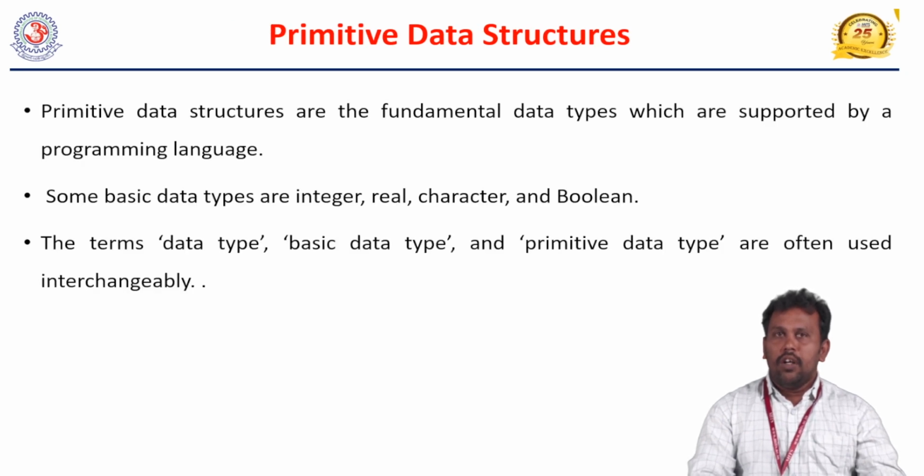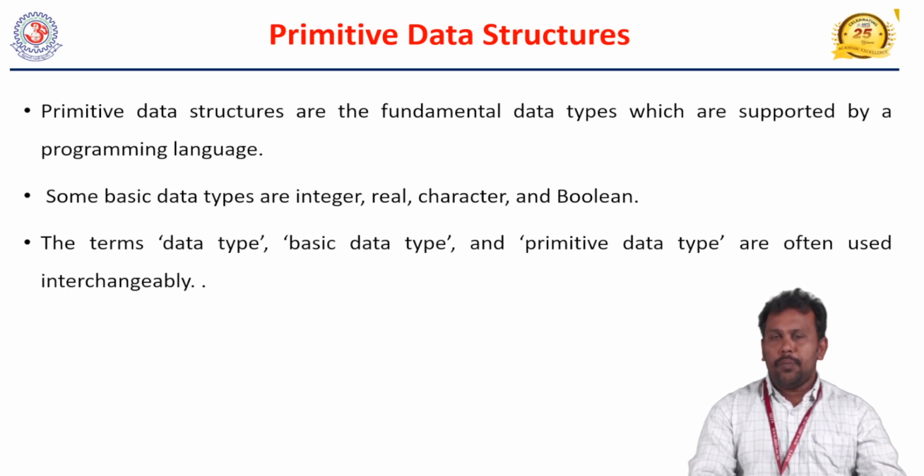First, primitive data structures. What are primitive data structures? Primitive data structures are the fundamental data types which are supported by a programming language. Some basic data types are integer, real, character, and boolean. The terms data type, basic data type, and primitive data type are often used interchangeably. The primitive data structures are usually written in the programming language.